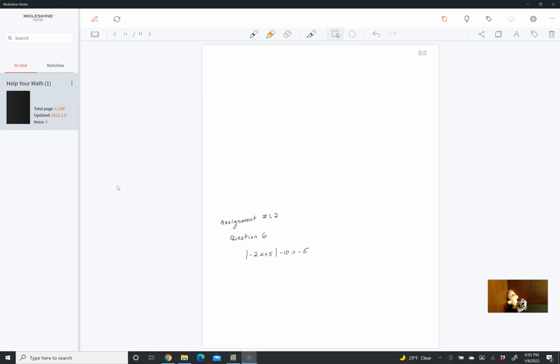So the first thing that we want to do in absolute value equations is isolate the absolute value. That way we could figure out exactly what should be inside of that absolute value. So we can do that here by just adding 10 to both sides.